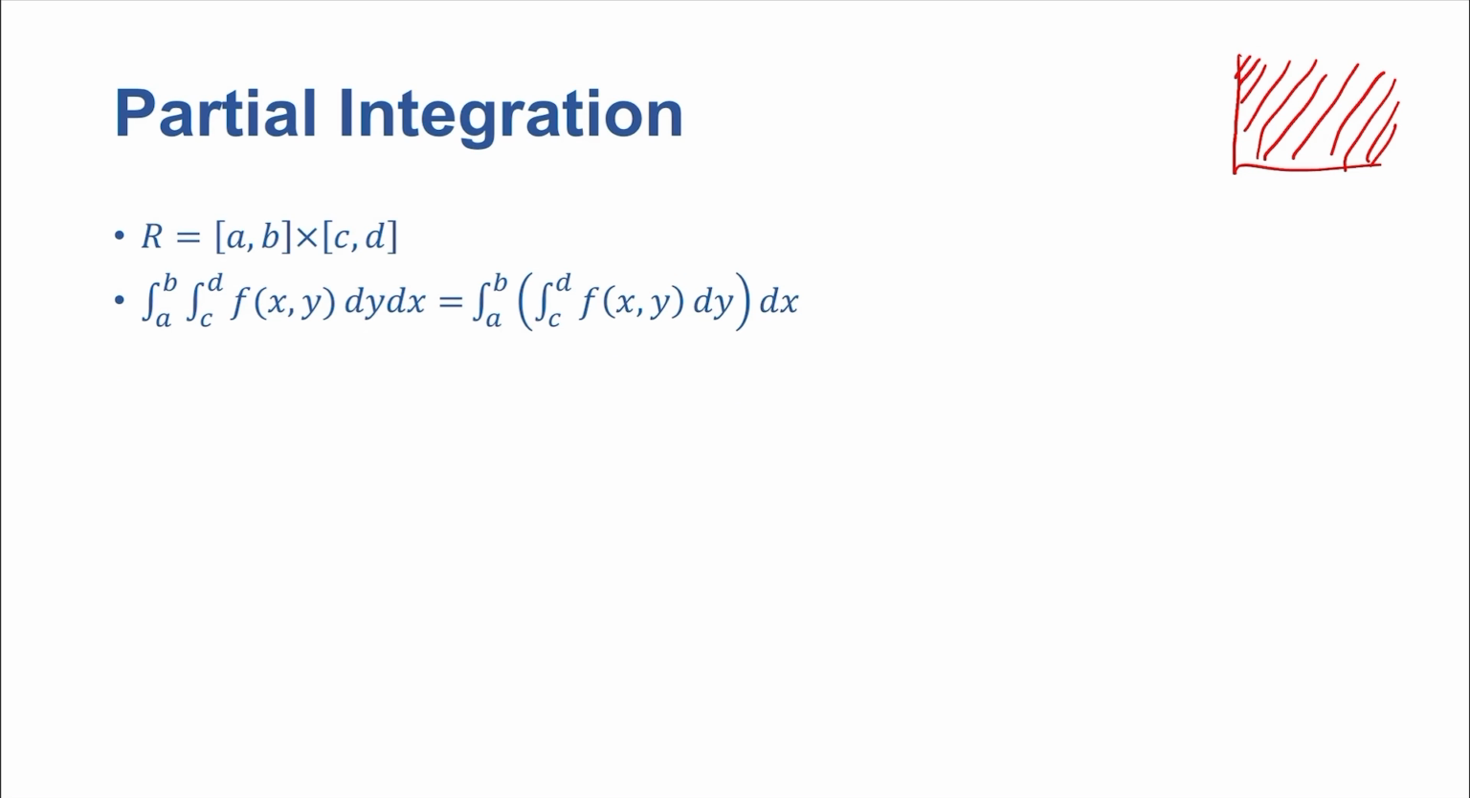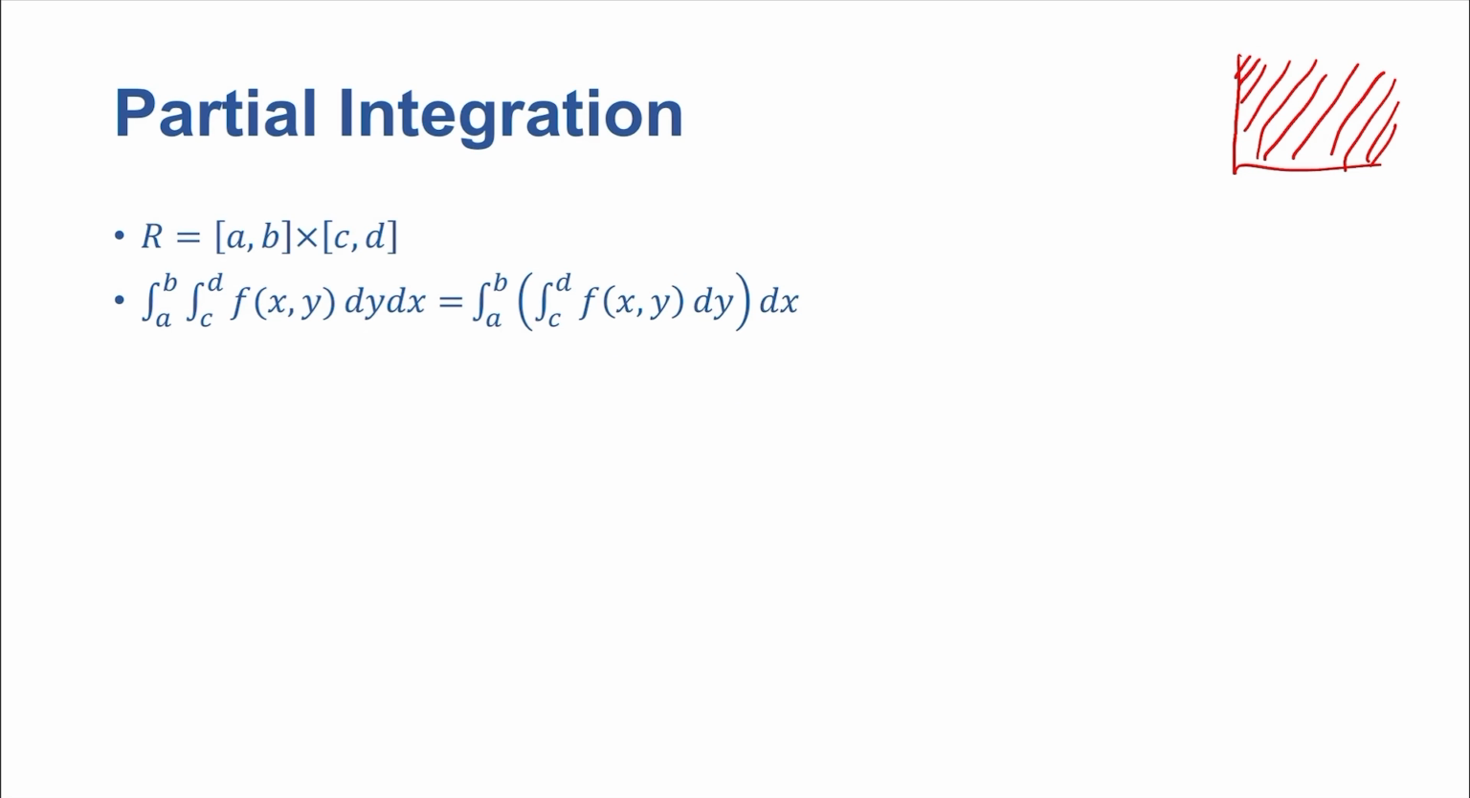We can rewrite this as the integral from a to b of the integral from c to d of f of x, y with respect to y, then with respect to x. So what does this mean? This means that I can perform a single variable integral with respect to a function of x and y. If I'm integrating with respect to y, then if it's a function of x and y, x is held constant when I perform the single variable integration.